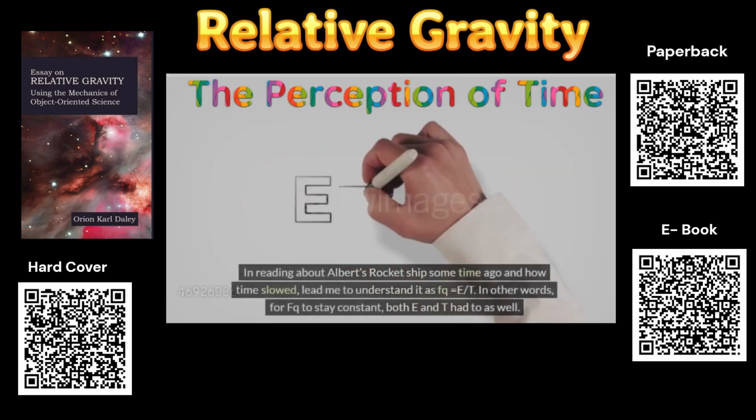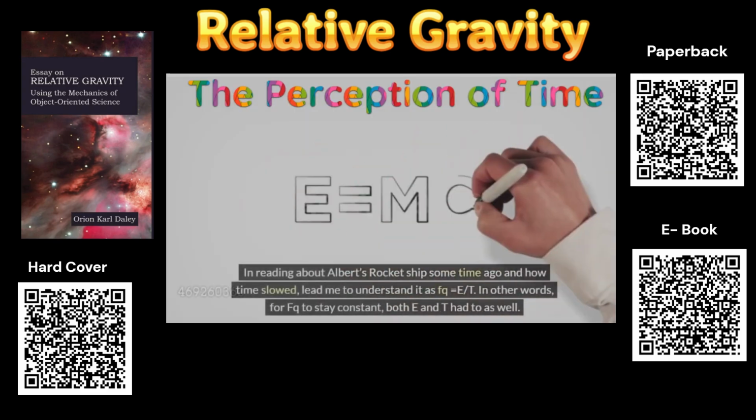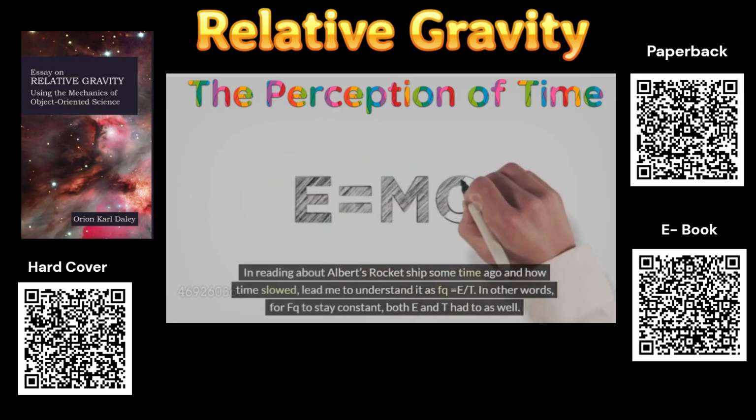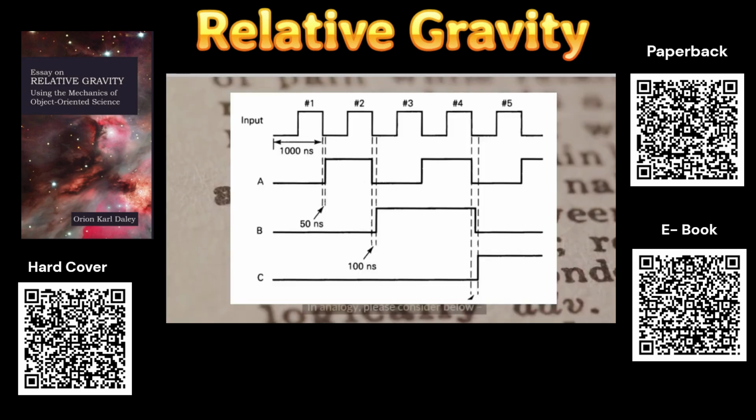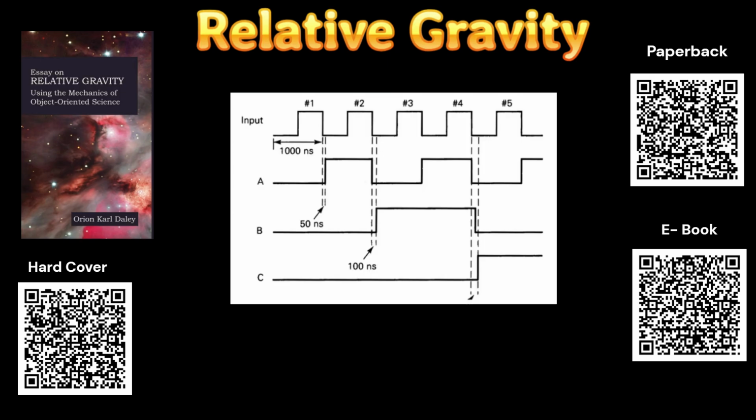In reading about Albert's rocket ship some time ago and how time slowed, I came to understand it as Fq equals E, t. In other words, for Fq to stay constant, both E and t had to as well. In analogy, please consider below.